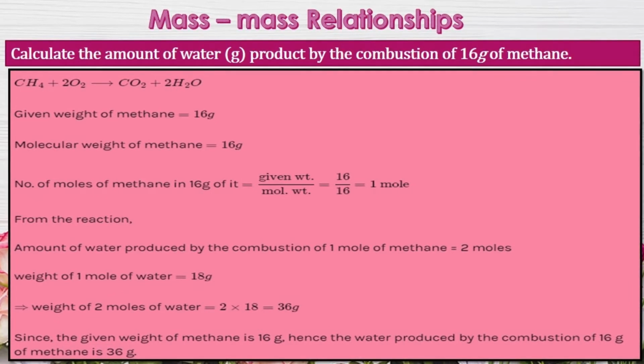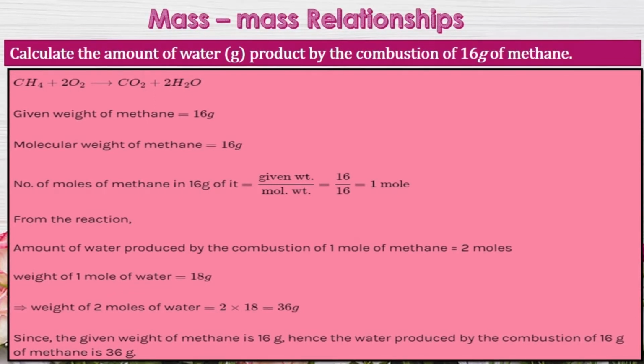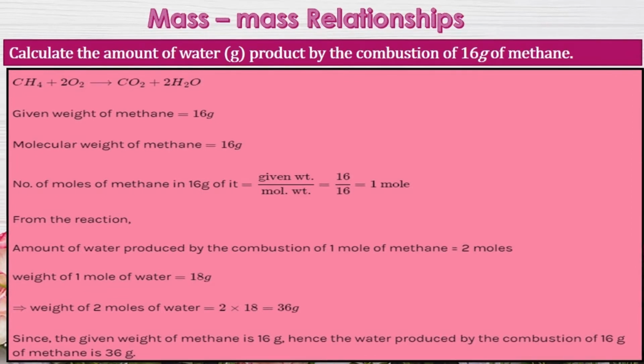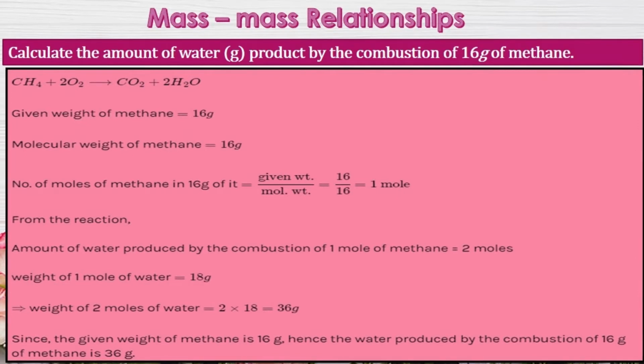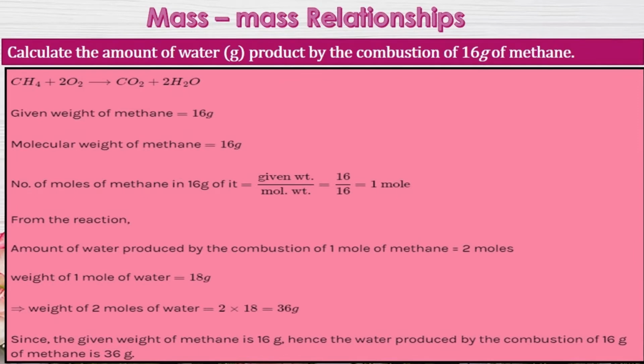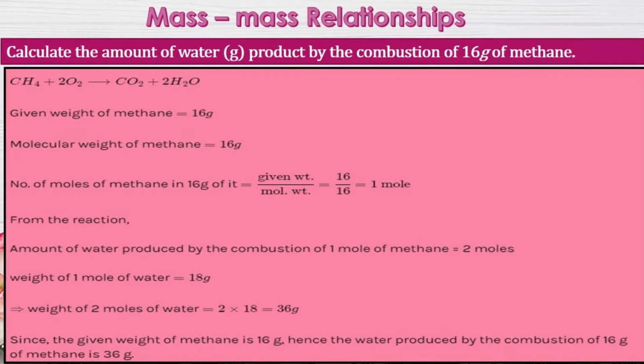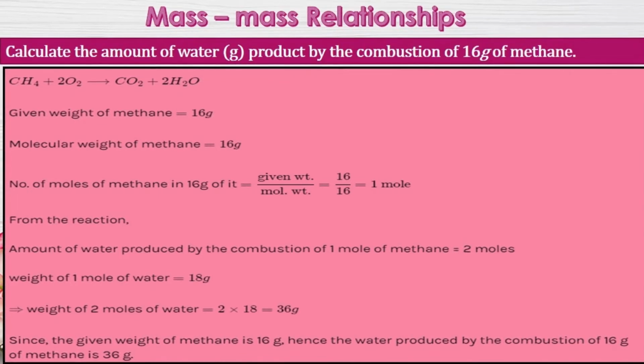We know the molar mass of methane. We have one carbon atom having atomic mass 12 units and 4 hydrogen atoms each having atomic mass 1 unit. So the molar mass of methane will be equal to 16 grams. And you have to calculate the number of moles of methane present in 16 grams.